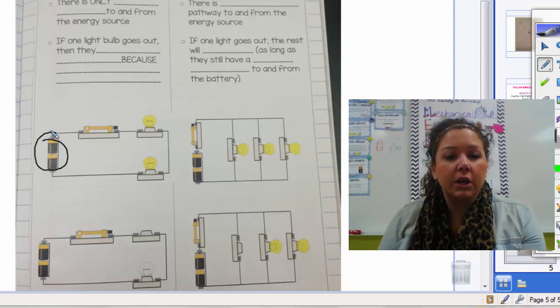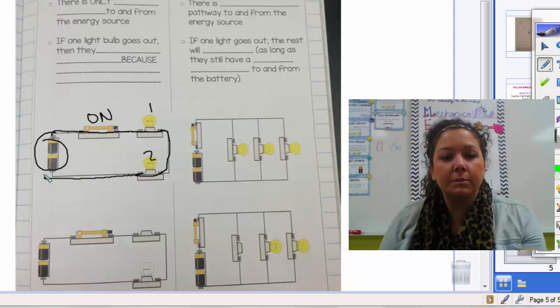We're going to start at the positive end. We're going to travel here. We see that the switch is closed, so we know that the switch is on, so that means the energy is going to keep going. It hits light bulb 1, it hits light bulb 2, and then it goes back to the negative end. You can see everything here is connected. It is a complete pathway, so that means both light bulbs will be on.